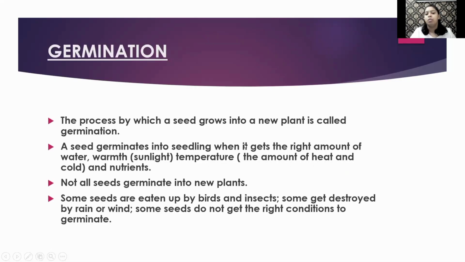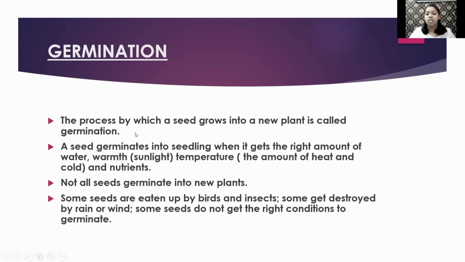Moving on to germination. Germination is the process by which a seed grows into a new plant. So when the seed begins to grow into a new plant, this process is called germination. A seed germinates into a seedling. As it comes out as a small plant, it is known as a seedling. And when it gets the right amount of water, sunlight, heat and cold, and nutrients, the seeds start to germinate. The plants begin to grow.